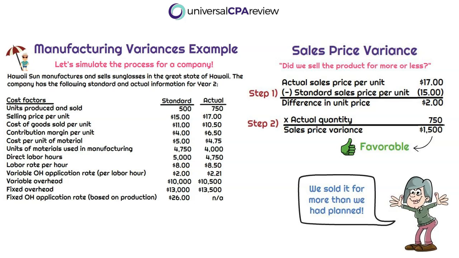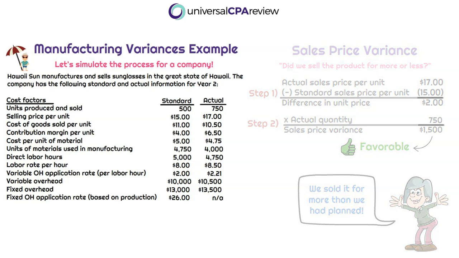Now, we don't know exactly why, but it could have been some great marketing campaigns. Could have been that the channels they sold it through had a higher price. Maybe the discounts, they didn't need to run them this period. A variety of reasons, but make sure you understand the sales price variance and whether it's favorable or unfavorable.